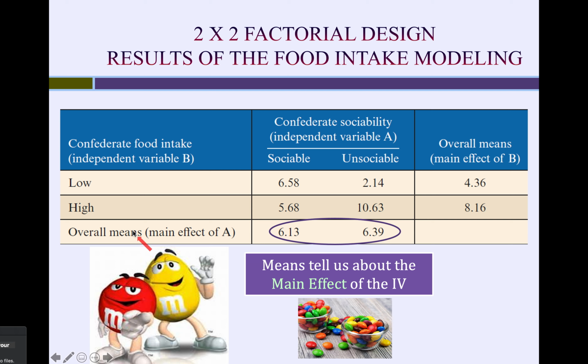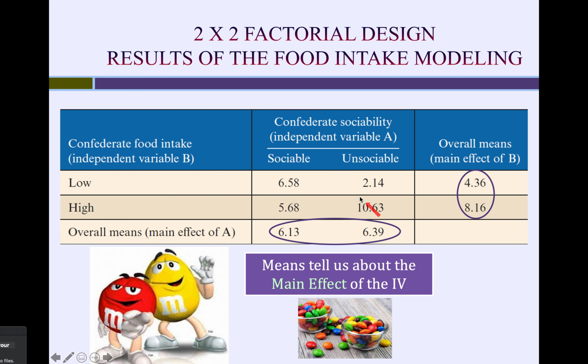But again, these are the overall means or main effect of independent variable A. So you eat about 6 M&Ms on average if you're with a sociable Confederate, and 6.39 M&Ms on average if you're with an unsociable Confederate, regardless of the number of M&Ms that the Confederate eats. We're not taking this into consideration here. We're just looking at the number of M&Ms that are eaten in each group depending on the sociability and unsociability based on these averages here.